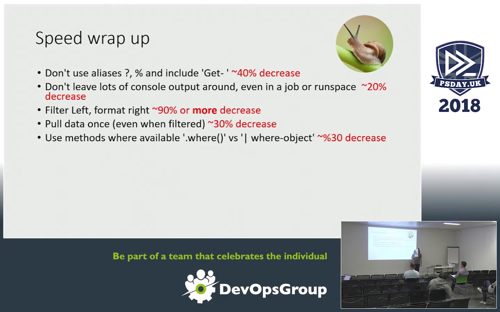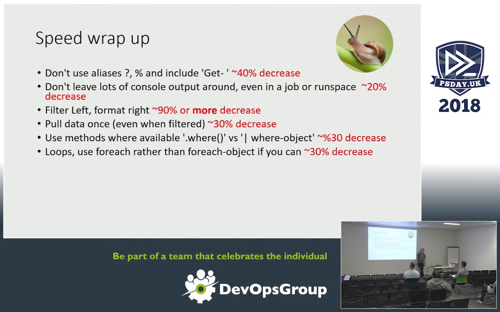Methods are quicker than the pipeline. So using .where rather than piping to Where-Object is quicker. Not that much quicker, but it's definitely quicker. I sort of agree with this and sort of don't. It depends on the task you're doing, and how much efficiency you need, and we'll have another example of that as well. But yeah, methods are quicker than piping to another function. foreach is quicker than ForEach-Object, so if you can use foreach, do it.